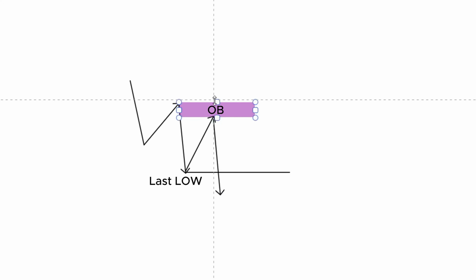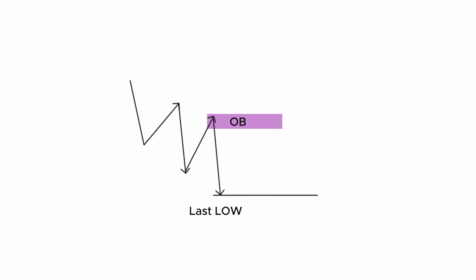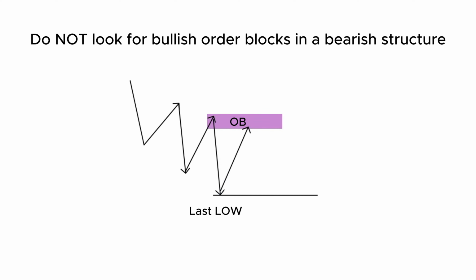And the process repeats. The very important rule to remember is that in a downtrend, we do not look for bullish order blocks, because if we do that, we are fundamentally and structurally trading against the trend, leading to a higher chance of losing. Now on to live trading examples.